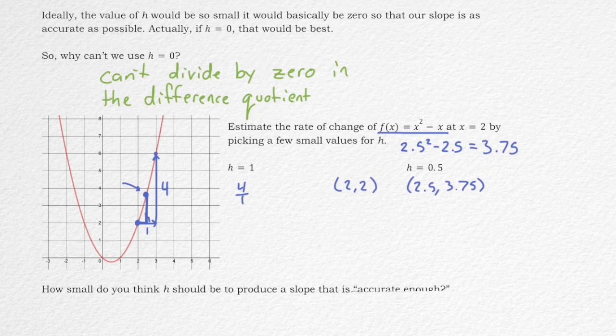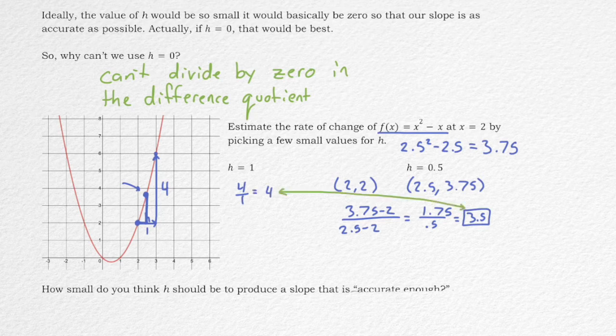So now when I find the slope between these 2 points, it would just be the second y value minus the first, so 3.75 minus 2, over, and then subtract the 2 x values, so 2.5 minus 2. That gives me 1.75 over 0.5, which is the same thing as 3.5. Now that's not much of a difference, but you can see that depending on which h value I pick, the slope does actually change a little bit.